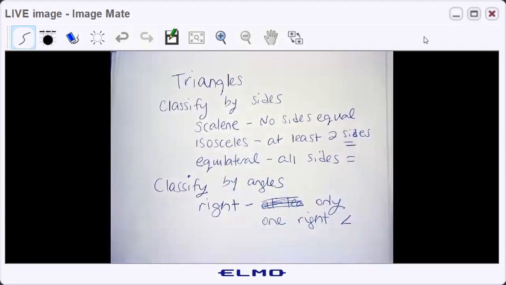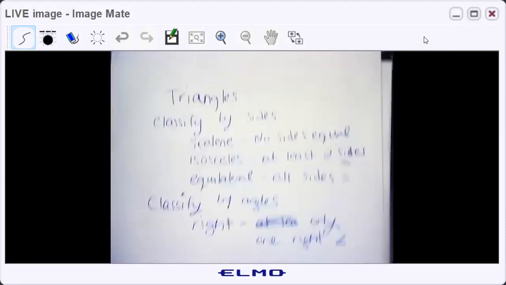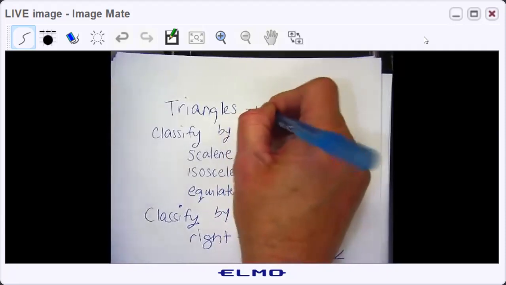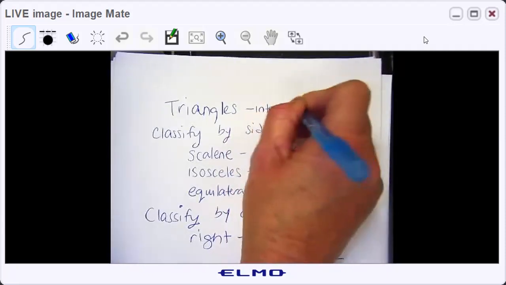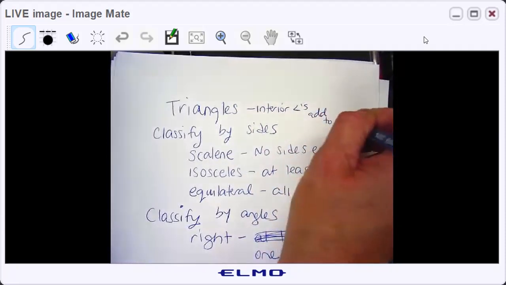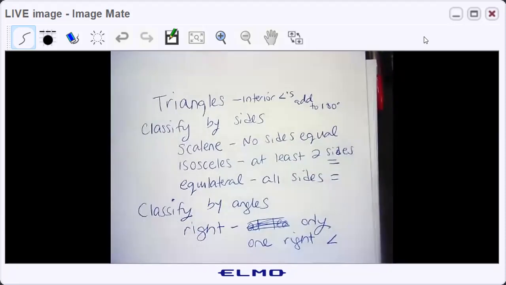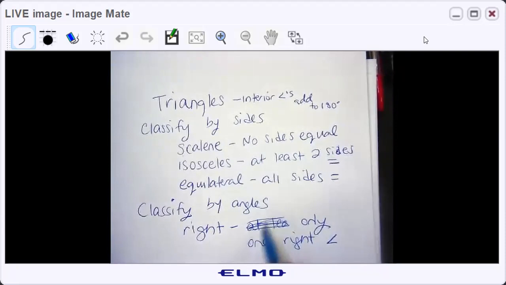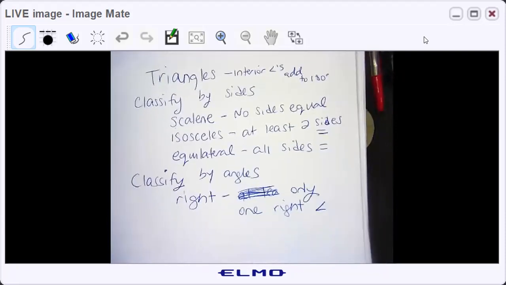Because if you think about it, the one thing that we know about all triangles is the interior angles add up to 180. So that's why it can only have one right angle, because if you had two right angles, then you would already have totaled 180 and your other angle would have to be 0, which doesn't happen. So that's why it has to have only one right angle. And then the other angles, of course, are going to both be acute.